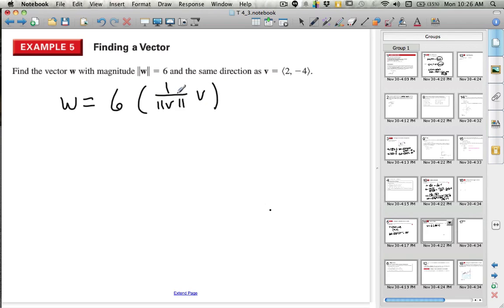So I've got, this is the formula for the unit vector. This is the magnitude I have to do, right? The unit vector will have a magnitude of 1 going in this direction. And when I multiply 6 times a unit with a magnitude of 1, I'm going to get a magnitude of 6. That's the idea behind this, right? So if I go ahead and put these items in, I'm going to have 1 over the square root of 2 squared plus negative 4 squared times 2, negative 4.